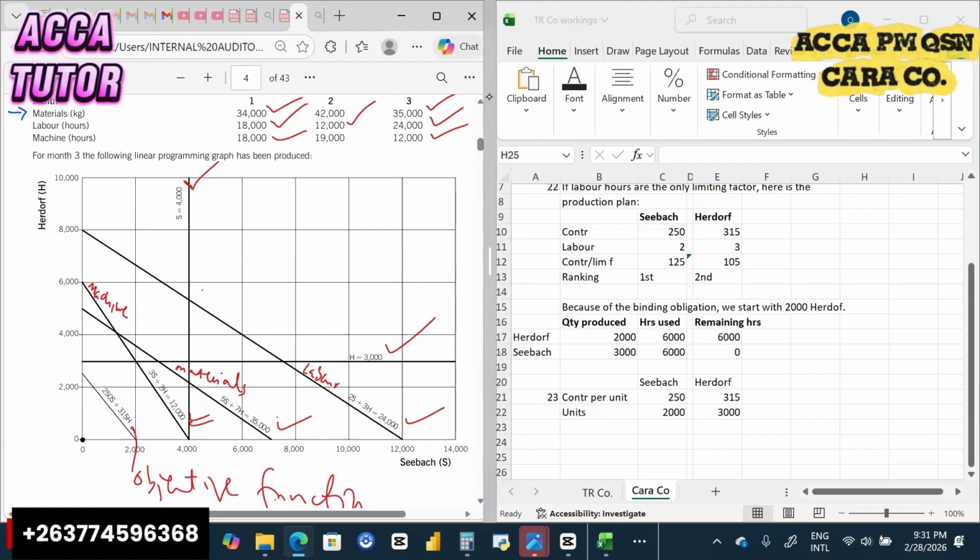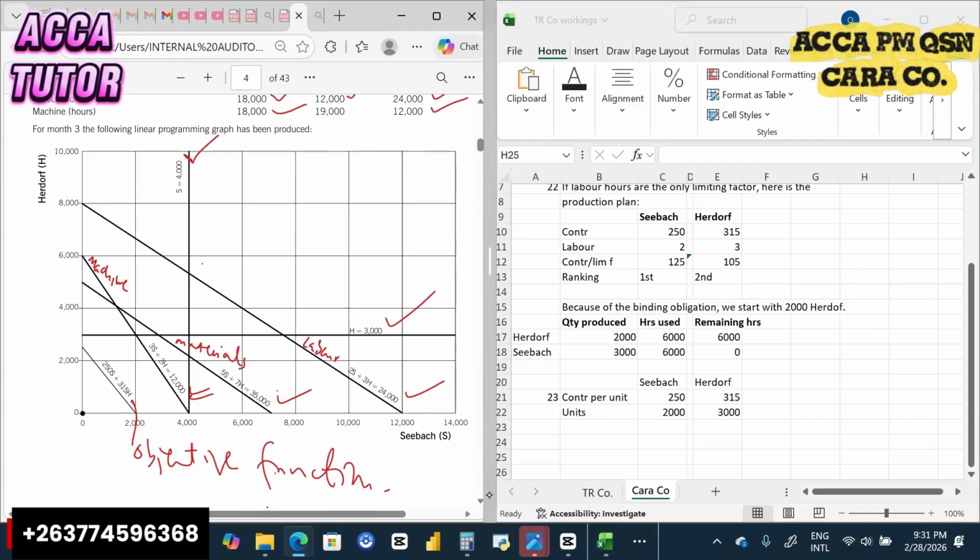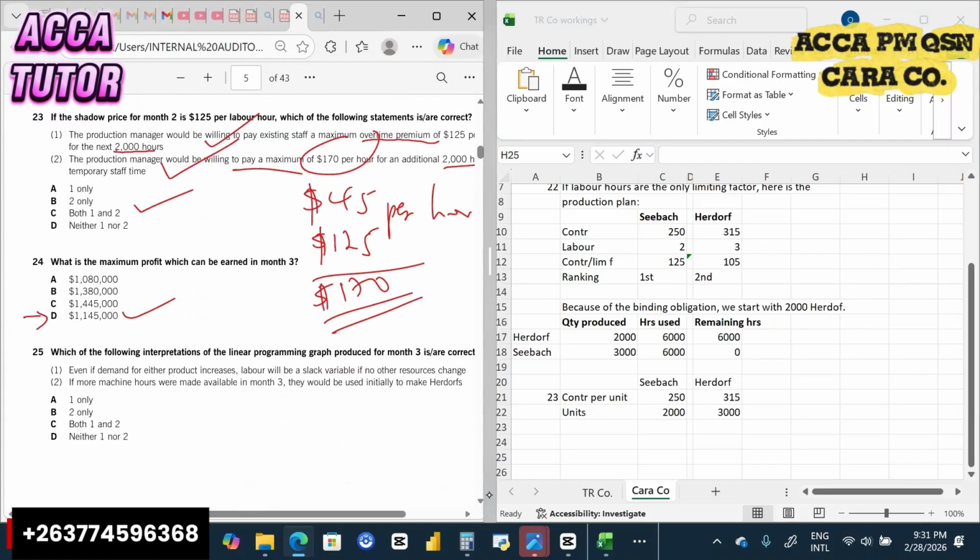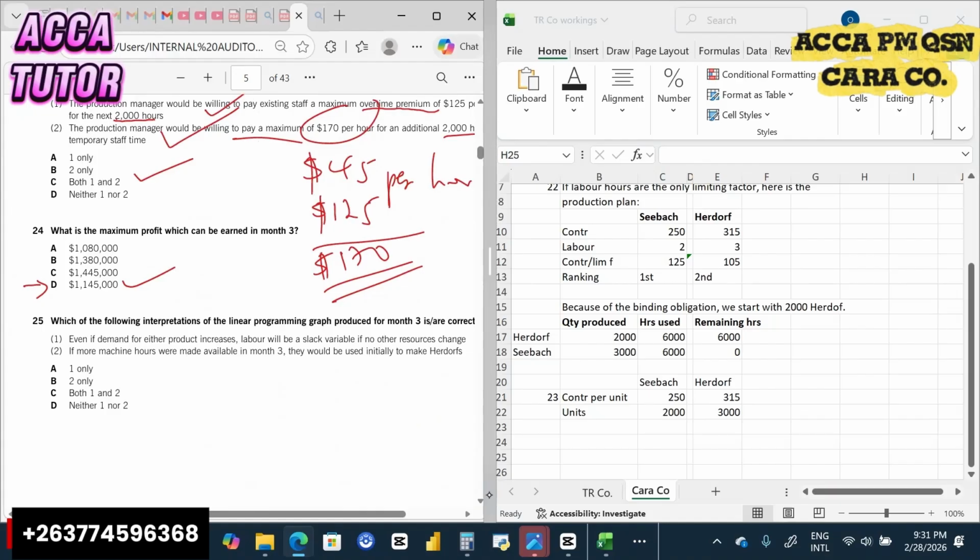Takunzwisisa linear programming yedu graph, takurwisa taribata, takuchienda manje kuti examiner, what do you want, examiner ari kuti which of the following interpretation of the linear programming graph produced for month 3 is or are correct. Number 1, even if demand for either product increases, labor will be a slack variable if no other resources change.